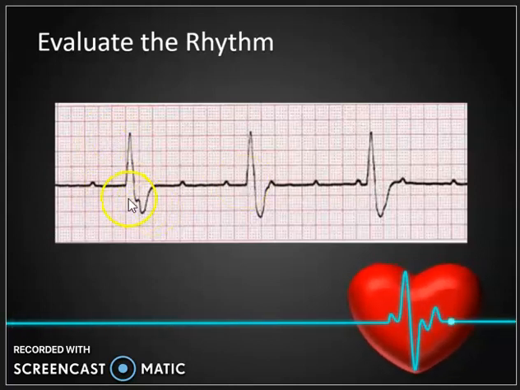Our QRS is a little bit wide, but otherwise looks okay. Can't really see our T waves. No ectopic beats. So this is a 3rd degree block. Key to the 3rd degree block: the P waves and the QRS are not talking to one another, okay?